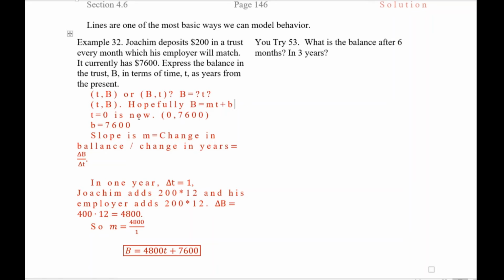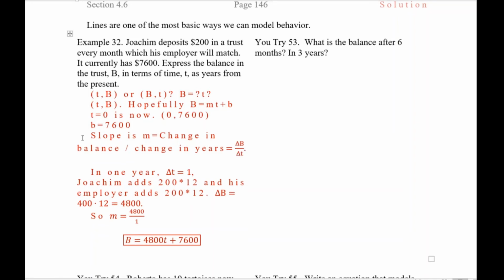How can we find the y-intercept? Well, we need to figure out what happens when t equals 0. In this word problem, time is t, which is represented as years from the present. So if we are 0 years from the present, that would be now. And we know that the current balance in the account is 7,600. So when the time is now, t equals 0, capital B should be 7,600. Therefore, my little b, y-intercept, will be 7600.